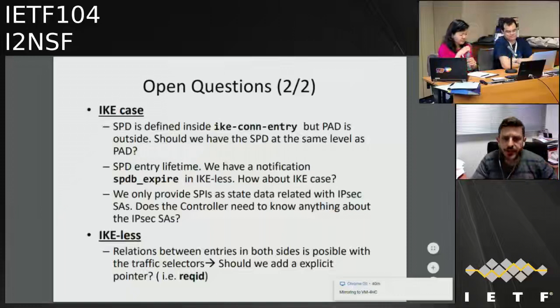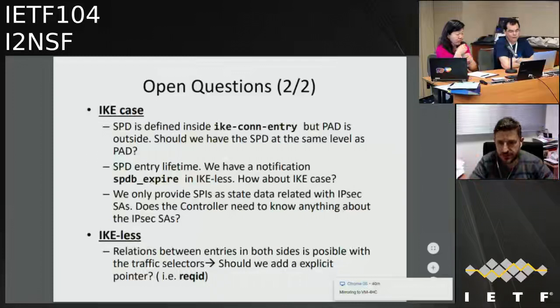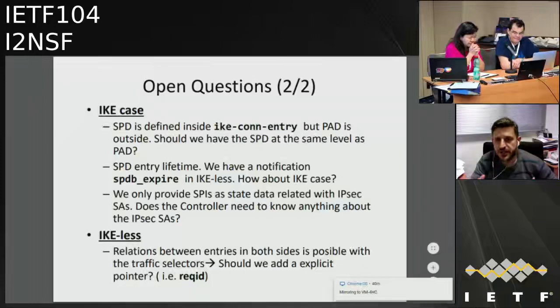Regarding the IKE case, right now we have the SPD entries, the different policies per each IKE connection between two different peers. The PAD is more global, outside that. Our question during the design of this part is, should we have the SPD at the same level as the PAD? Or is it fine to have the policy defined per each connection?